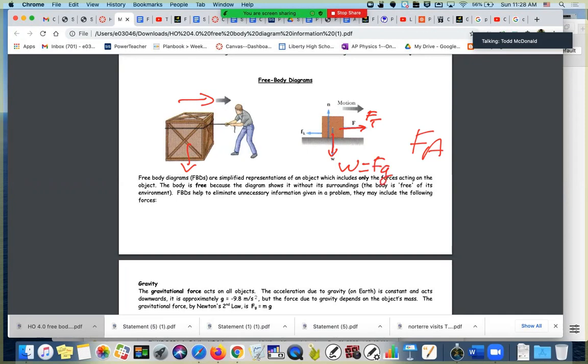But there are a couple of other forces that are a little more difficult to think about. One of the forces you have to think about here is that the reason the box is not falling through the floor is there must be some kind of force upward.